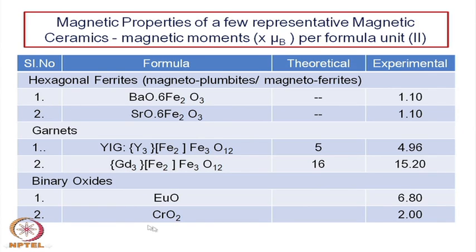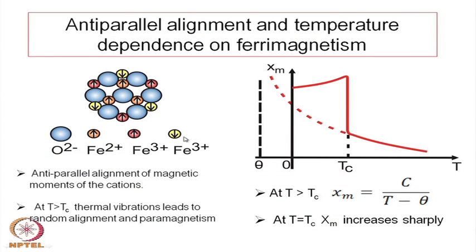We have pure binary oxides like europium oxide and chromium oxide, which also have some magnetic property. It is of a different origin of course, but they are also useful from the technical or application point of view. So, this has also been listed here. Particularly chromium oxide is a very good material for tape recording purposes. Okay, that is all so far as the list of magnetic moments is concerned.